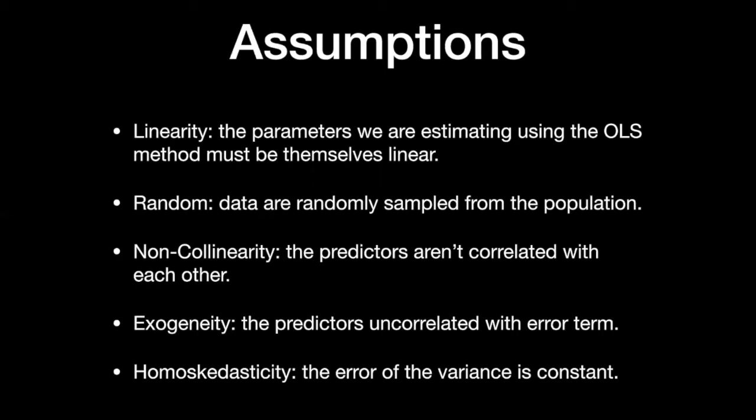There are several assumptions within the general linear model. Here I list some of them. The first one is linearity. Linearity means that, as I mentioned before, everything is additive. The second one is random, which simply means that you should sample your data randomly. And non-collinearity means that the predictors shouldn't be correlated with each other. The next one is exogeneity. It means that the predictors are uncorrelated with the error term.